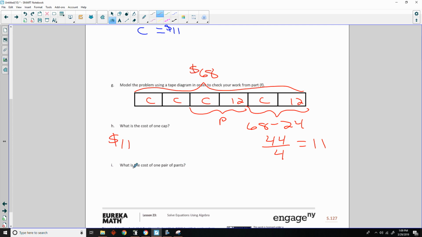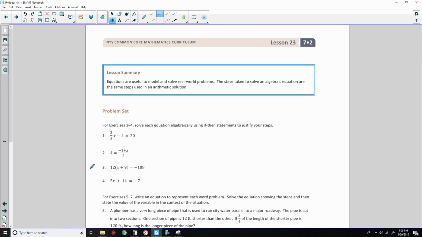What is the cost of 1 pair of pants? That is $11 plus the $12. $12 more than a cap, so $23 for a pair of pants. Okay, that is the end of lesson 23. Review the lesson summary and go do your problem set.